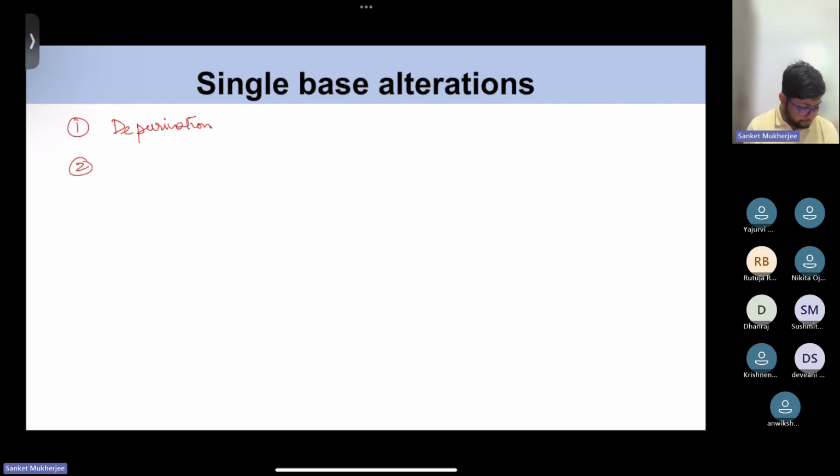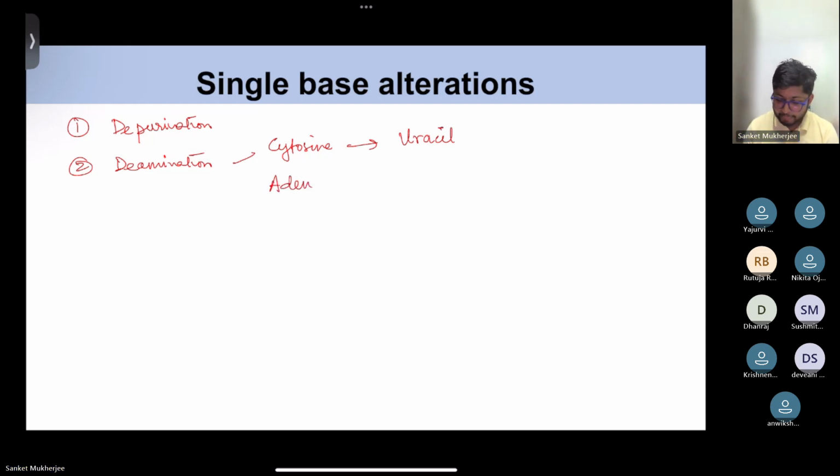Another could be deamination. Deamination could happen to, let's say, cytosine. Deamination is removal of an amine group. If it happens with cytosine, then cytosine gets converted to uracil, right? And if it happens with adenine, then it gets converted to hypoxanthine.